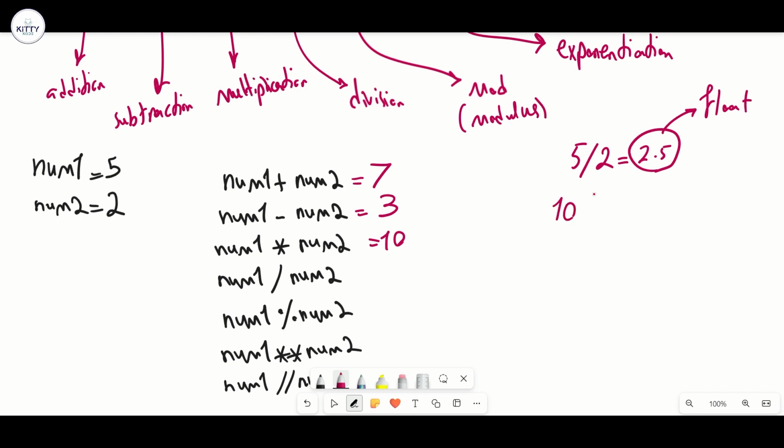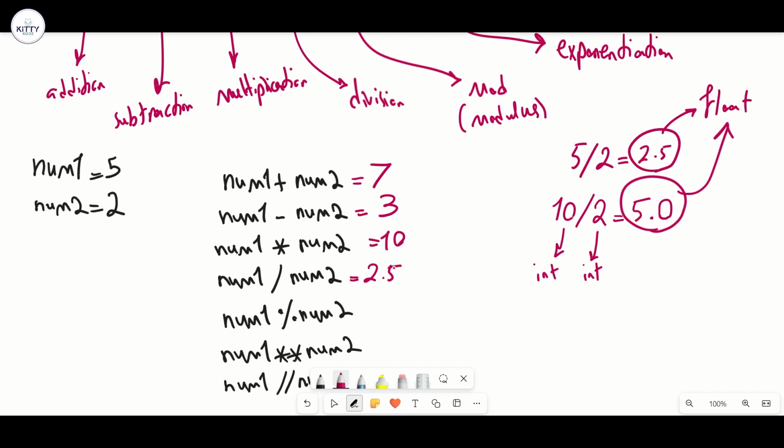So what if I say 10 divided by 2? The answer is 5. Yes. But in Python, no. The answer is 5.0. Now, of course, you have an integer here, another integer here, but the answer is a floating point number. So be careful about divisions in Python. So let's write 2.5. So if it was 10 divided by 2, you would write 5.0.